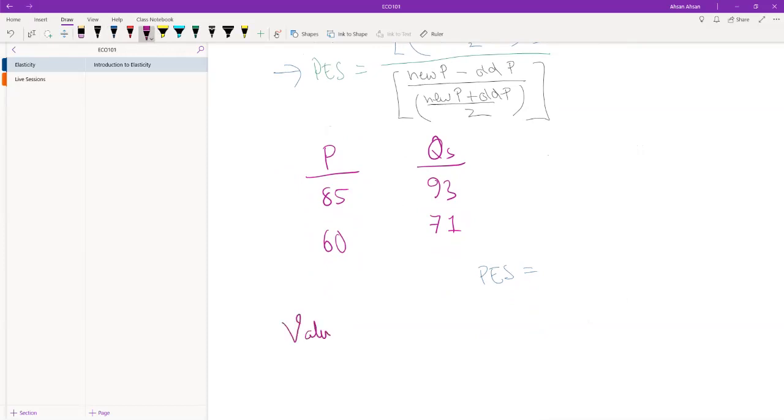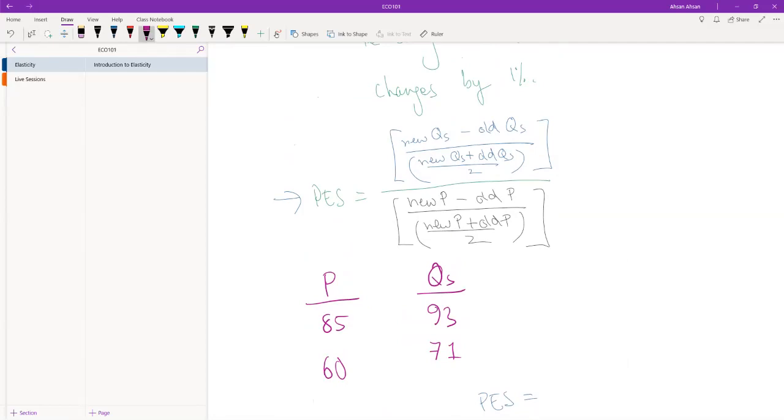Now we come to values of PES. And now here's another thing. The law of supply tells us that price and quantity supplied will always move in the same direction. If price goes up, quantity supplied will go up. If price goes down, quantity supplied will go down. As a result, if you look at the formula, the numerator and the denominator will always both be positive or both be negative. As a result, PES is always positive.